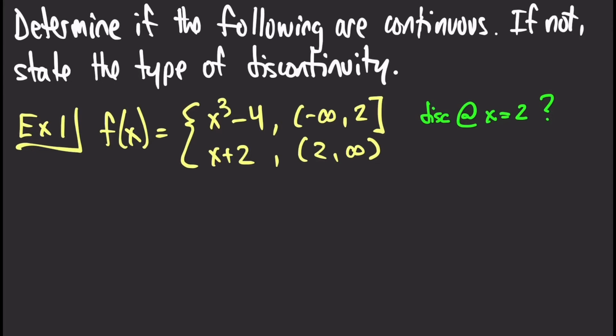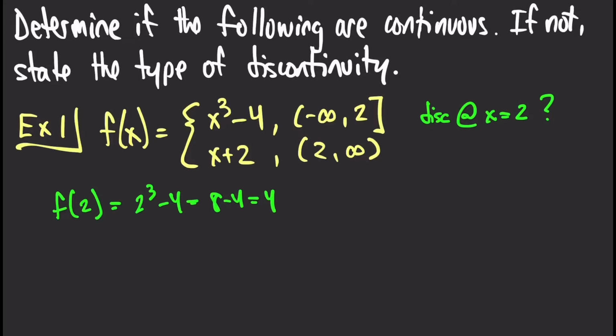So what I usually like to do here is evaluate the function first, because that's usually the piece students forget. It might have a discontinuity at 2, so I'm going to evaluate f of 2. Here's where you have to pay attention to brackets and parentheses. There's my bracket. That means this is including 2. So I'm going to plug into that piece, x cubed minus 4. 2 cubed minus 4. 2 cubed is 8. 8 minus 4 is 4.